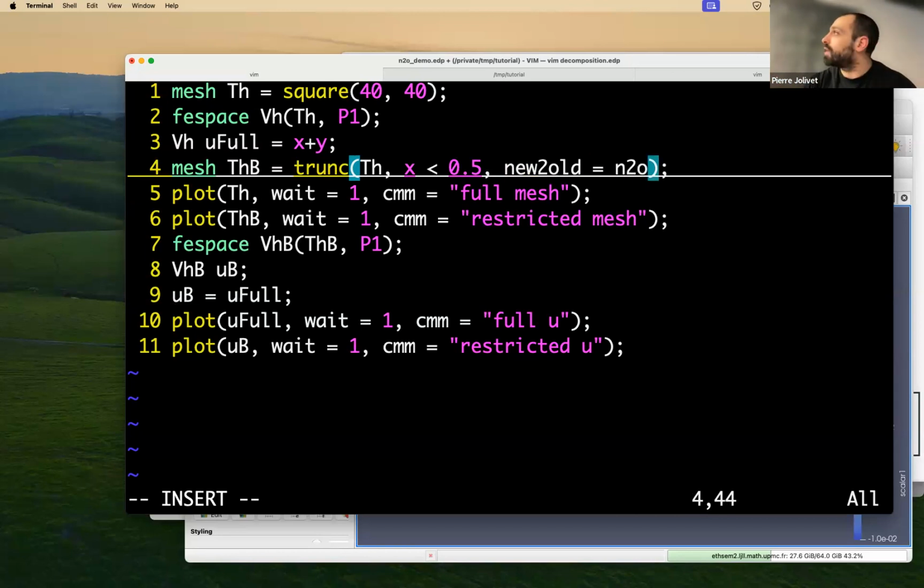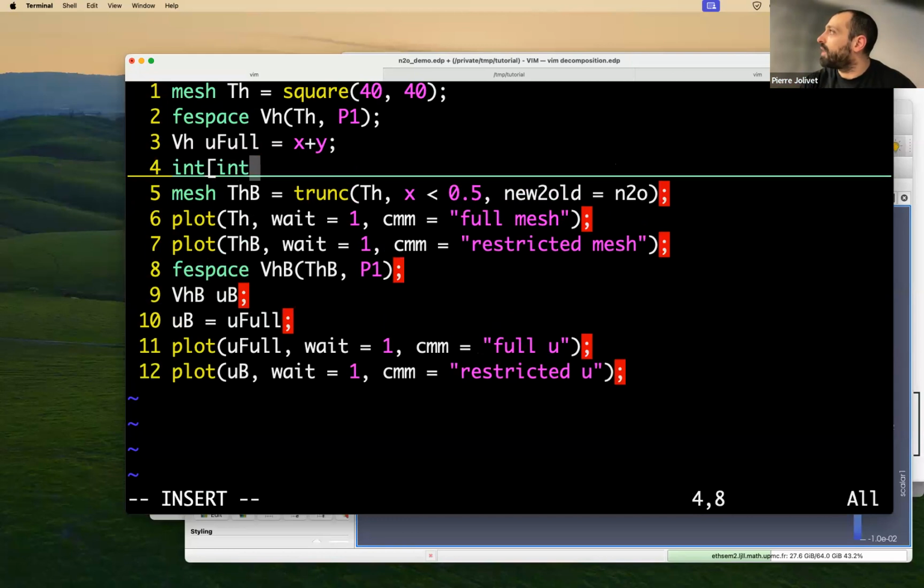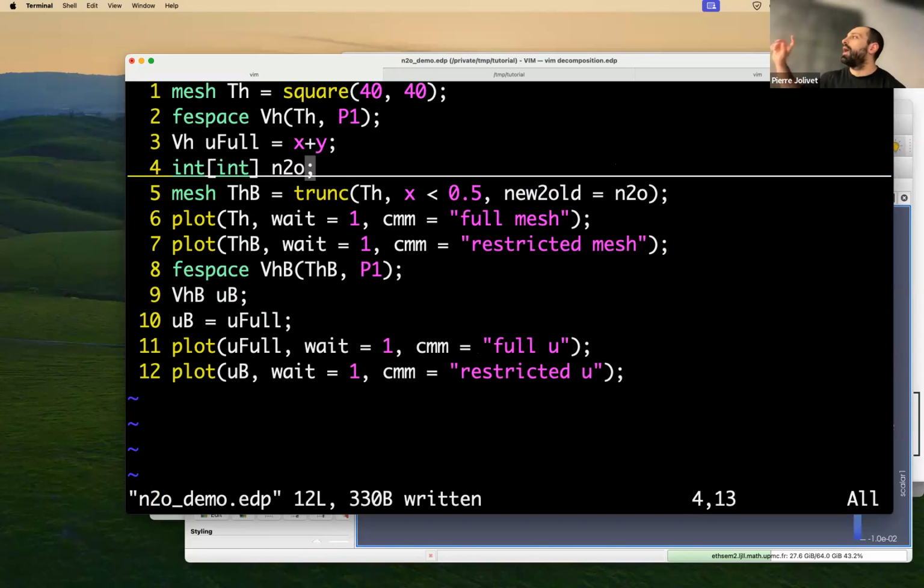Okay, so this is an array. You can put whatever you want. I like to call it N2O, but it's fine to call it whatever you want. And so basically what the N2O array will give you is the relationship between the elements inside THB with respect to the elements in TH. Exactly. It's a renumbering of the restriction of the elements. Okay. So this is done at the mesh level, so the element level, and then we can couple this with another function to go to the FE space level.